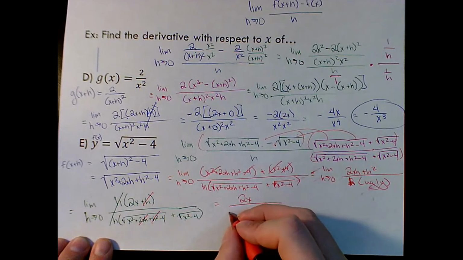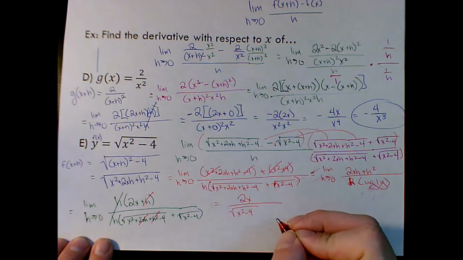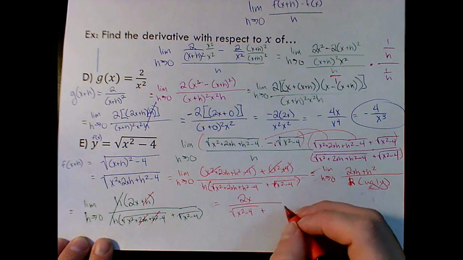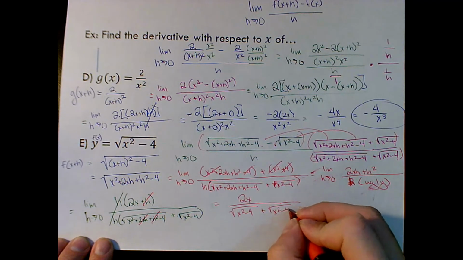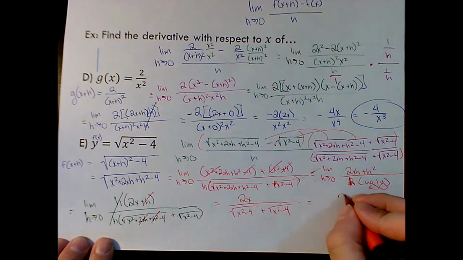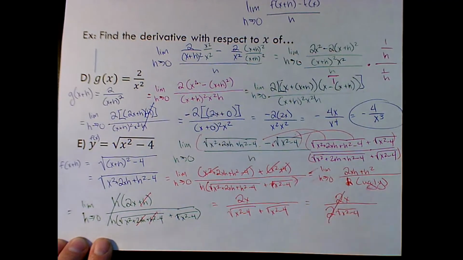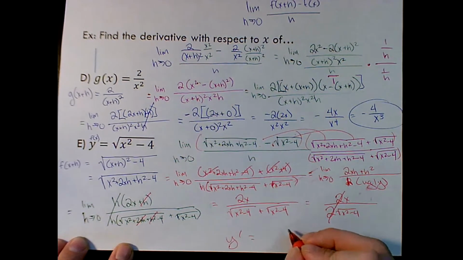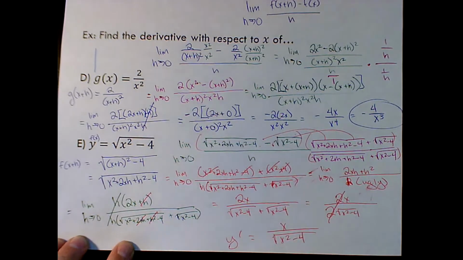The h is gone, so I have the square root of x squared minus 4 plus the square root of x squared minus 4. Oh, that's two of them. So that leaves me with 2x over 2 square roots of x squared minus 4. The 2's cancel out. And so at the end of the day, y prime is going to equal x over the square root of x squared minus 4.